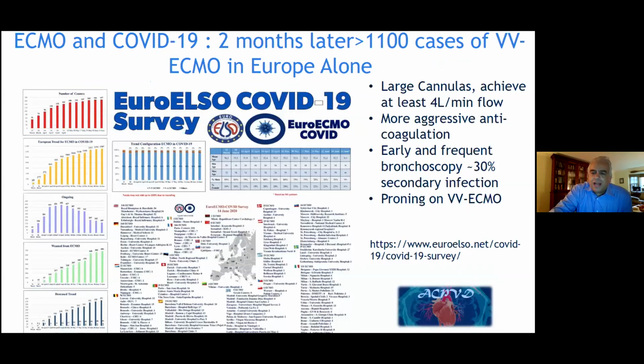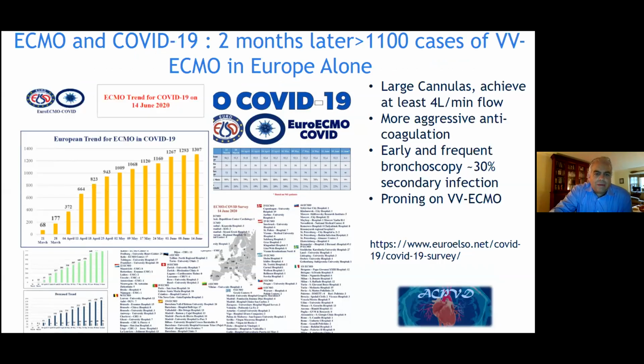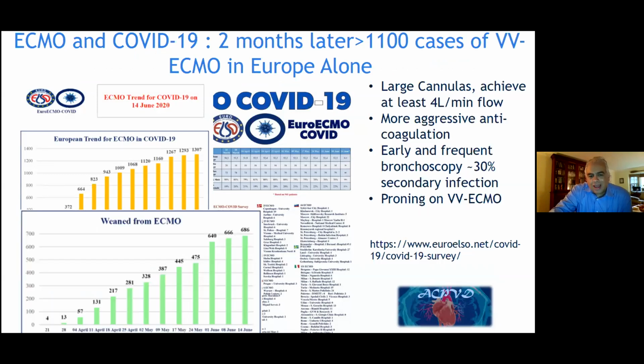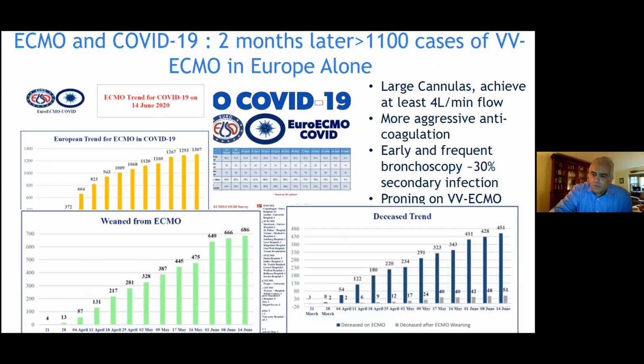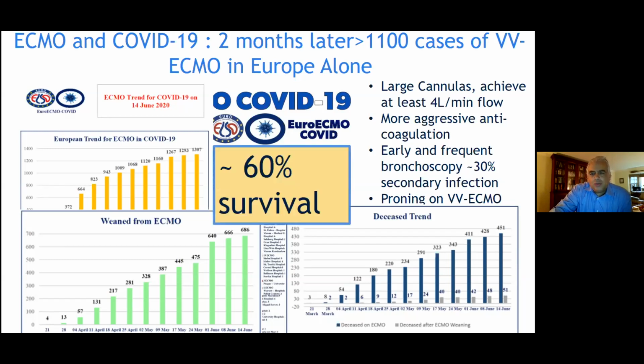And fast forward now to June 14, and we have 1,300 cases, as of June 14th in Europe, at least collated through this registry. Importantly, you have 686 patients weaned from ECMO. You have 451 who died while they could not be weaned and died on ECMO, and then 51 who died after being weaned from ECMO. So let's say a total of 500 who have died. This gives you approximately a 60% survival in a real steady state now with these numbers.